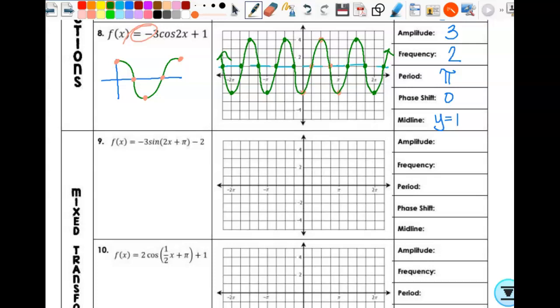Any questions on this? All right, so let's put it all together then. Do a little bit of everything. I need to factor on this one, right? So this would be f of x equals negative 3 times the sine of 2 times x plus what? Pi halves minus 2.